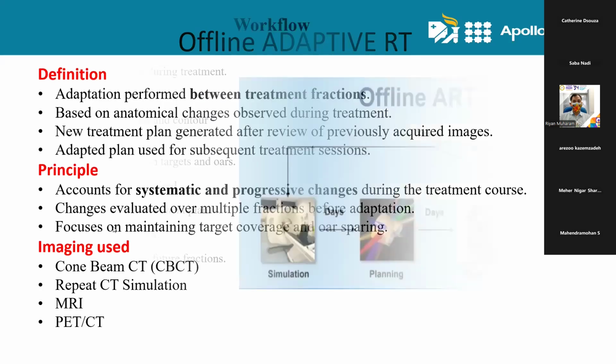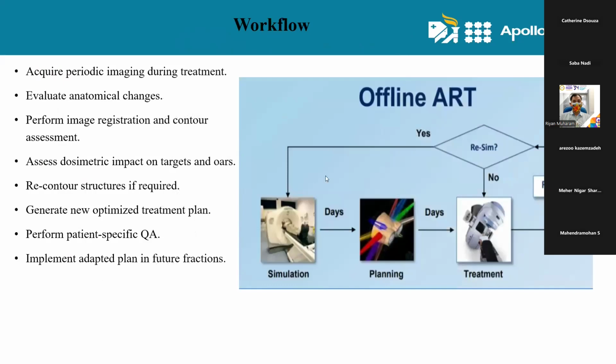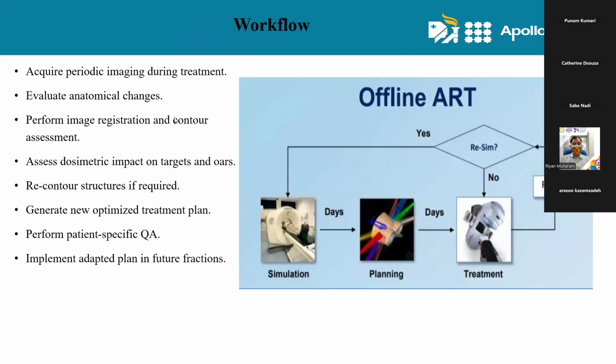So we can understand these things in this workflow. Basically, this diagram shows the workflow of offline adaptive radiotherapy. First, the patient undergoes CT simulation, followed by treatment planning over the next few days. Once the planning is approved, treatment begins.